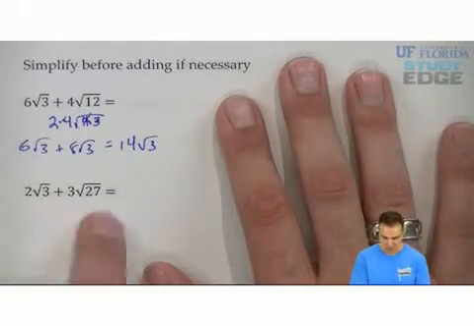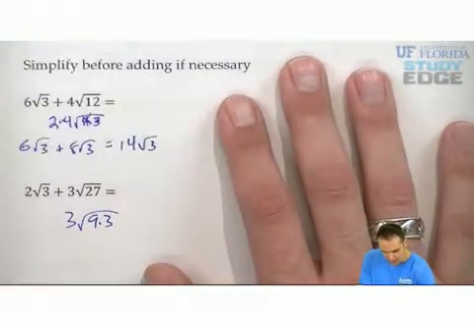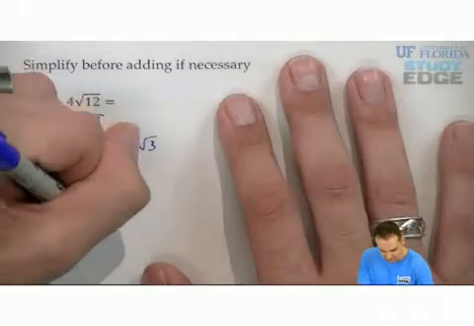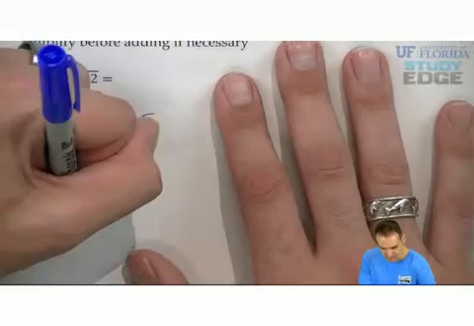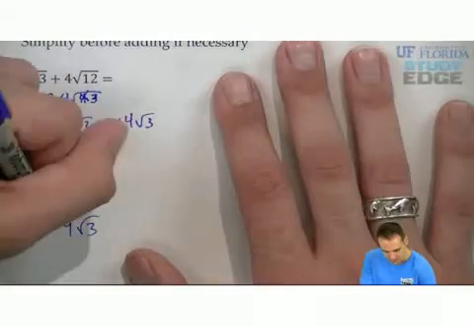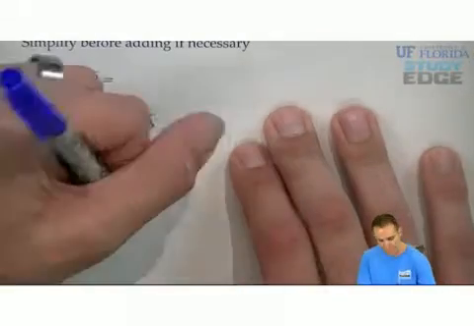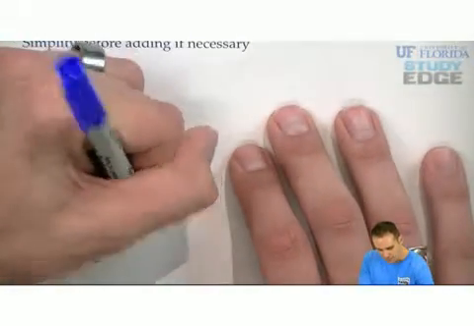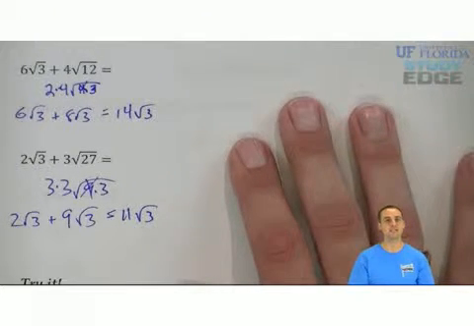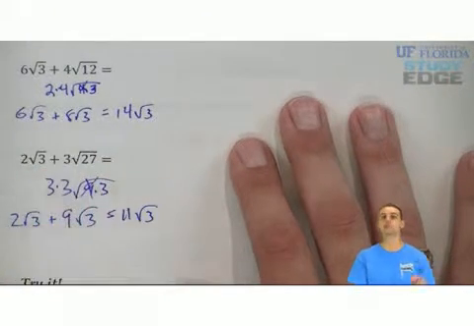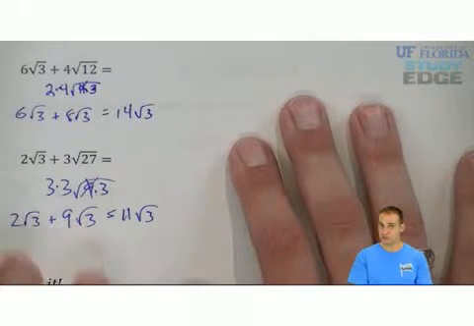Like this next one. You can't combine yet, but 27 is 9 times 3. And the square root of 9 is 3 on the outside. So 3 times 3 will give you a 9 on the outside, radical 3. And now we have 2 radical 3 plus 9 radical 3 is 11 radical 3. That's how you're going to simplify if they're not the same. You try to reduce it first, and then go ahead and combine if they're like terms.